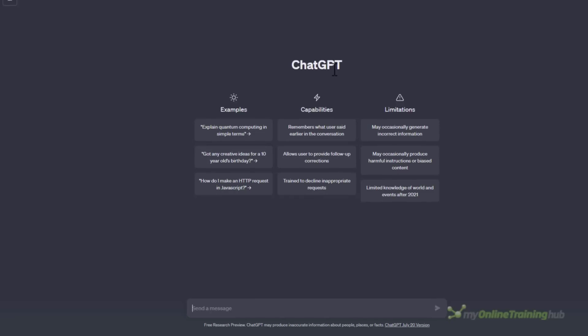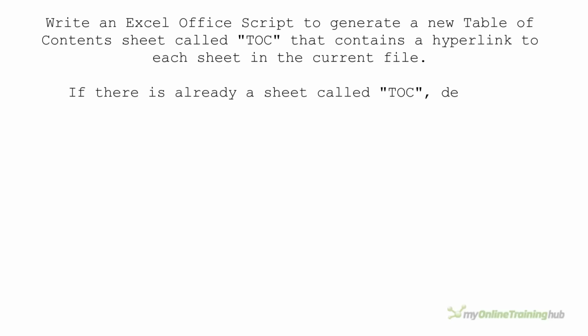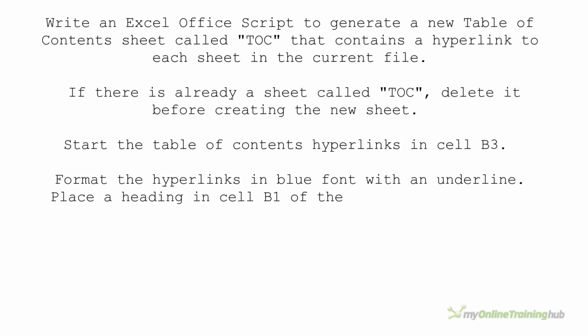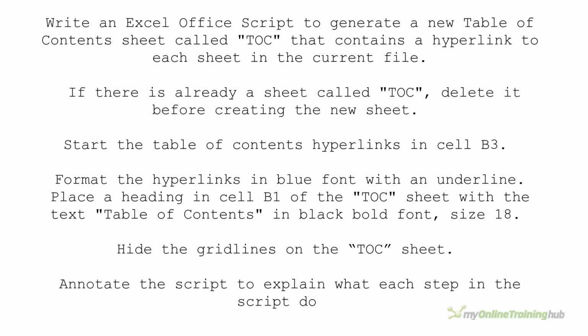It's essential that the prompt clearly and thoroughly describes your requirements. My prompt is, write an Excel Office script to generate a new table of contents sheet called TOC that contains a hyperlink to each sheet in the current file. If there's already a sheet called TOC, delete it before creating the new sheet. Start the table of contents hyperlinks in cell B3. Format the hyperlinks in blue font with an underline and place a heading in the cell B1 of the TOC sheet with the text table of contents in black bold font size 18. Hide the grid lines on the TOC sheet and annotate the script to explain what each step does.